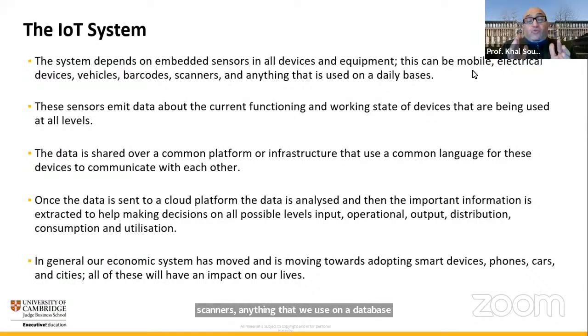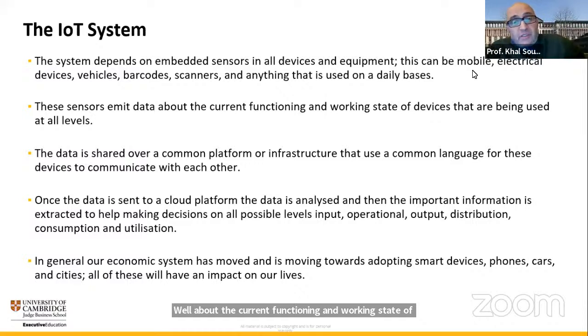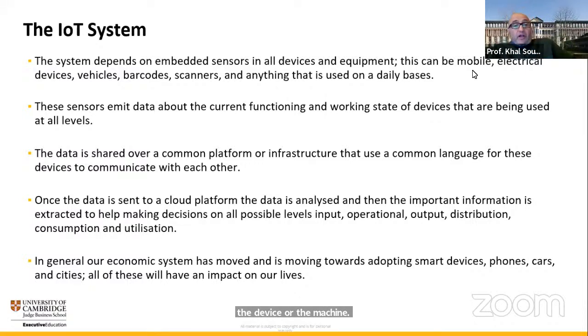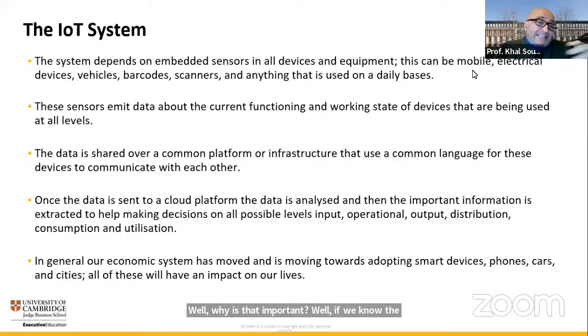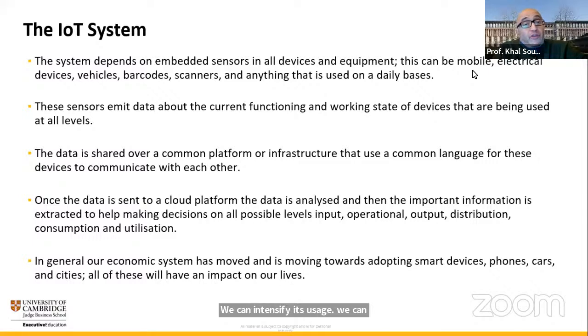What do these sensors do? These sensors tend to emit data about the current functioning and working state of the device or the machine. Why is that important? Well, if we know the current state of the device, we can probably use it for more. We can intensify its usage, we can share it, we can prolong the utilization.